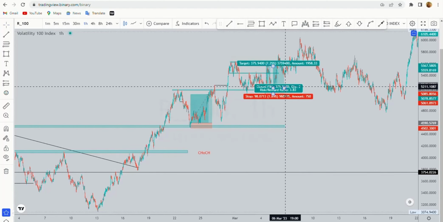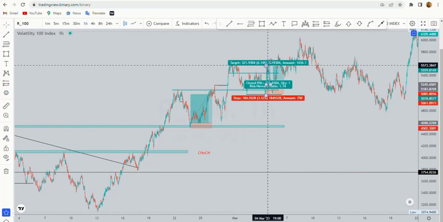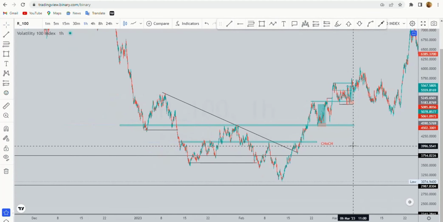When it came down, guys, and hit the support zone, the market gave us money again. So that is how we can catch trades, and that is how you can master catching reversals.